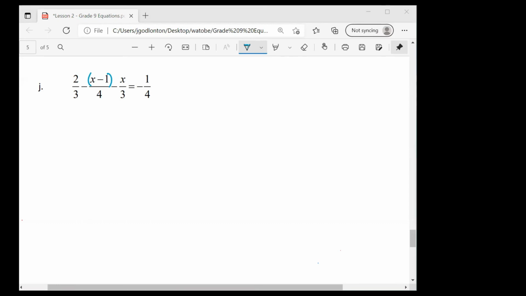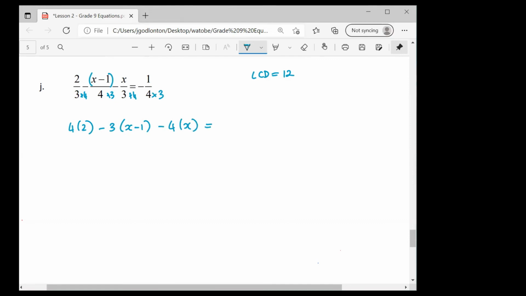Okay, let's go. Let's see who can get this 100% right. First step, LCD is 12. So I'm going to multiply this by 4, by 3, by 4, by 3. Okay, so I'm going to have 4 times 2. If you can jump straight to saying 8, that's great. Minus 3 times x minus 1 minus 4 times x is equal to 3 times negative 1, or you could say negative 3 times 1.